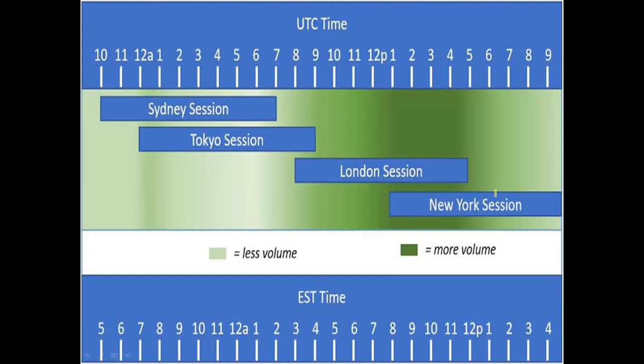If you understand these sessions, you should know the Sydney session involves currency pairs like the New Zealand dollar, Australian dollar, and so on. The Tokyo session involves the Chinese yuan and Japanese yen. The London session involves the euro and US dollar. The New York session, of course, the US dollar. The London session also involves GBP and the euro, and so on.